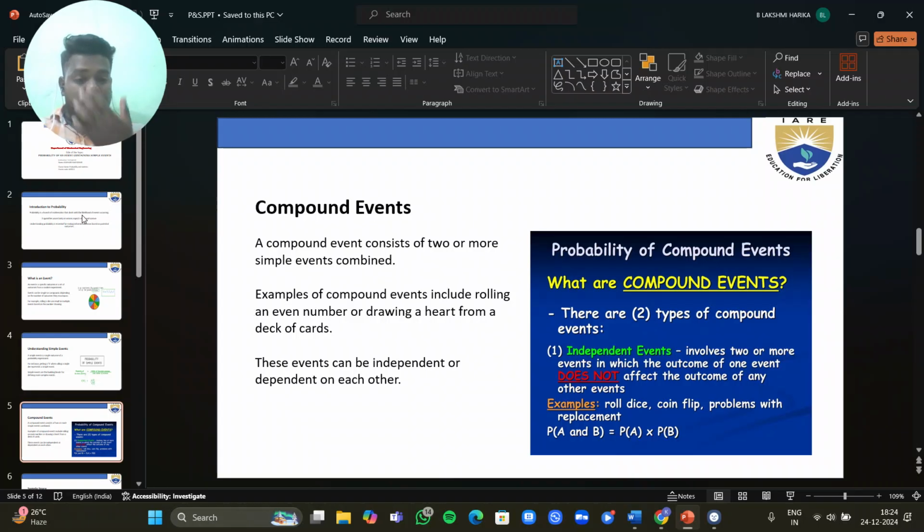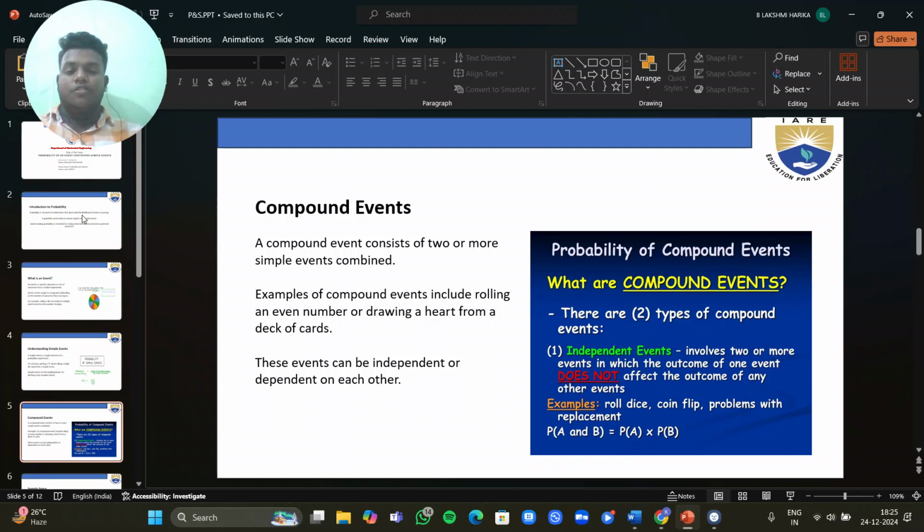Compound events. There are two types of compound events: one is dependent events, and the next one is independent events. Independent events involve two or more events in which the outcome of one event does not affect the outcome of any other events, for example rolling dice, or coin flip problems with replacement. P of A and B equals P of A into P of B.